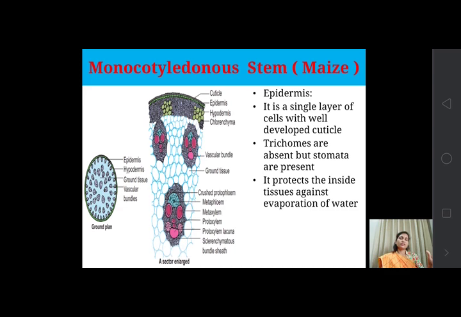It protects the inside tissue against evaporation of water. This epidermal tissue is compactly arranged, and along with the epidermis, the cuticle, a water non-permeable membrane, is present, so it avoids the evaporation of water from inside the tissues. Okay, so this is about the epidermis.